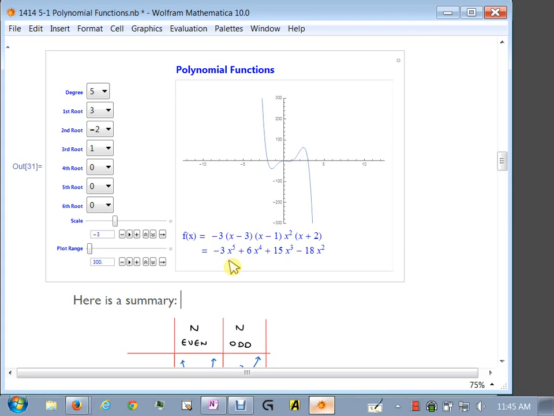You can see from the graph, just look at the graph right here. What does the left side do? Up, right? Goes to positive infinity. Right side goes down to negative infinity. But let's see if we can figure it out ourselves without the picture.